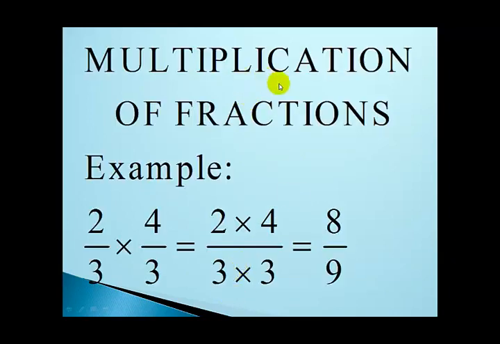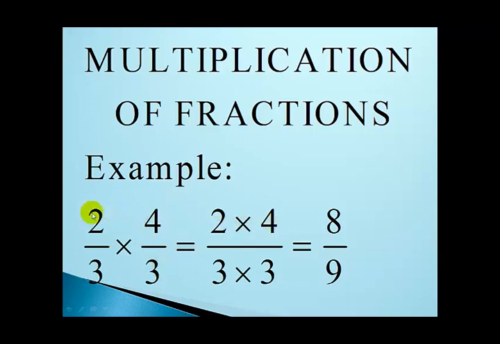Now multiplication of fractions. Example. Given 2 over 3 times 4 over 3. 2 over 3 is a fraction, and 4 over 3 is also a fraction. Now if you are multiplying 2 over 3 by 4 over 3, with multiplication of fractions, please don't find the LCM, because we don't find LCM. With multiplication of fractions, we multiply the numerators divided by the multiplication of the denominators. That is all.